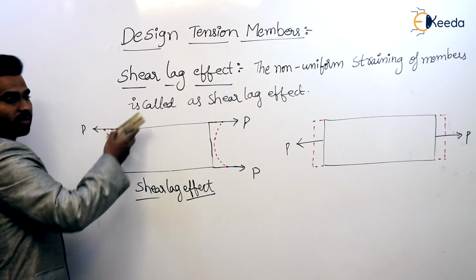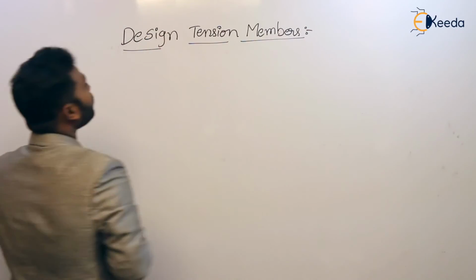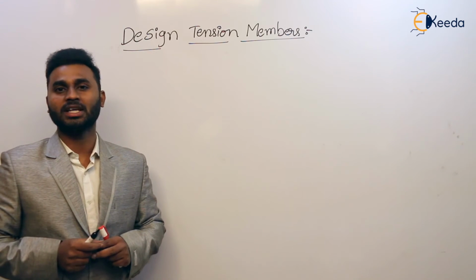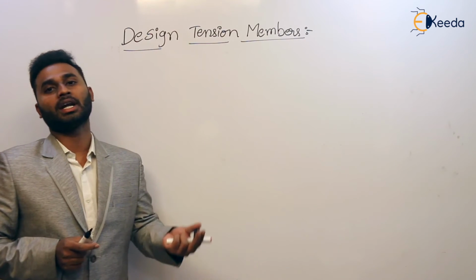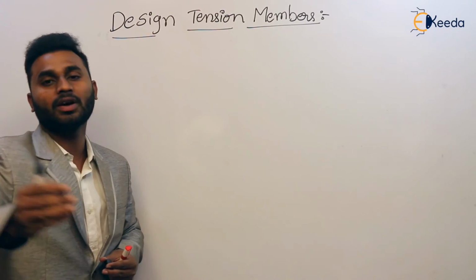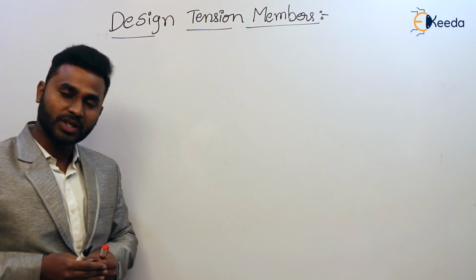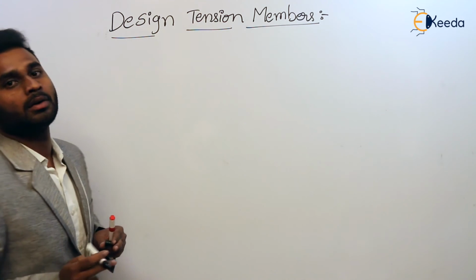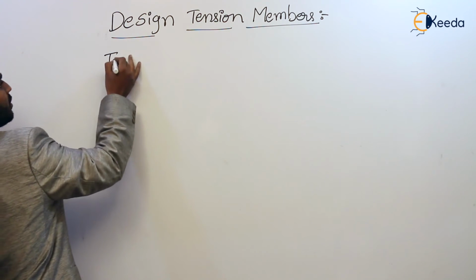So this is shear lag effect. I'm going to rub this. After that, before going into the design of anything, we have to first analyze the types of failure. Yes or no? If we consider bolted connection or welded connection, first we analyzed the failures and then we went for the design. Clear? Here also first we have to analyze the failures and then go for the design. So now, types of failures.